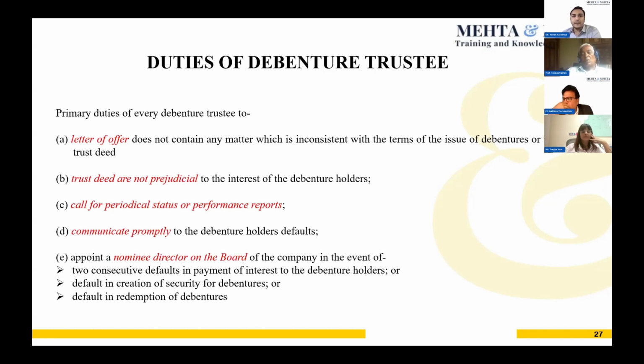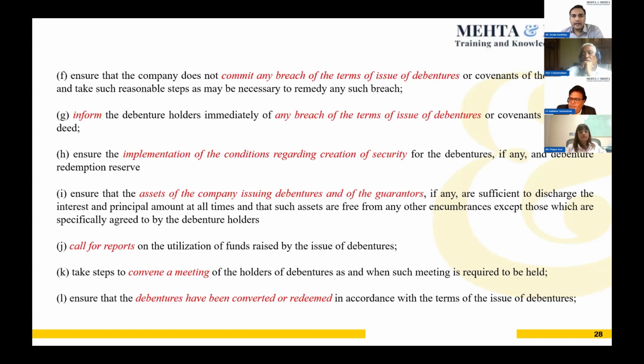Further, the debenture trustee may appoint a nominee director on the board of the company in the event there are two consecutive defaults in the payments of the interest, or in case of a default in creation of a security, or in case of default in redemption of debentures. In such scenarios, the debenture trustee shall appoint a nominee director, then ensure that the company does not commit any breach of the terms of the issue of debentures or the covenants of the trust deed, and necessary steps are to be taken in case of any such event.